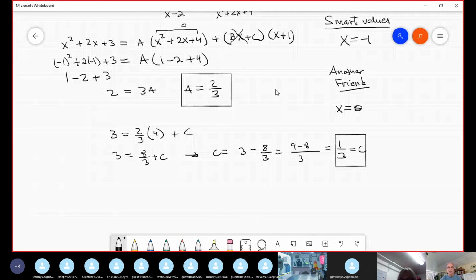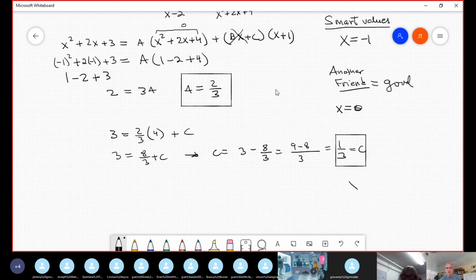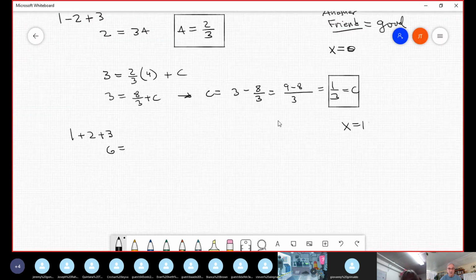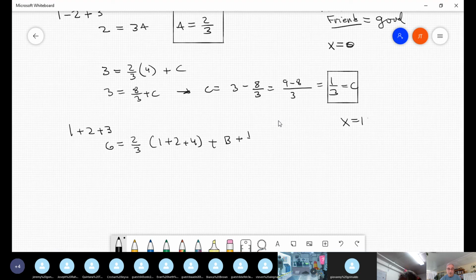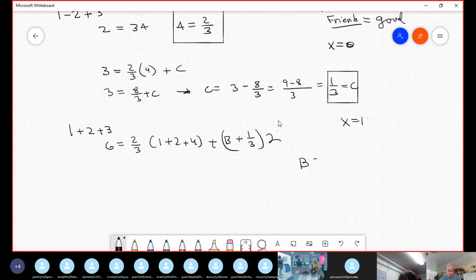The last value is B always. So for another good value, let's try x equal 1. 100 is too big, so 1 is perfect. When you evaluate at 1, the left hand side is 1 plus 2 plus 3, which is 6. On the right hand side, we have 2/3 times 1 plus 2 plus 4, plus B plus 1/3 times 2. Time is almost over, so I want to do this quickly. You solve for B, and the answer is B equals 1/3.